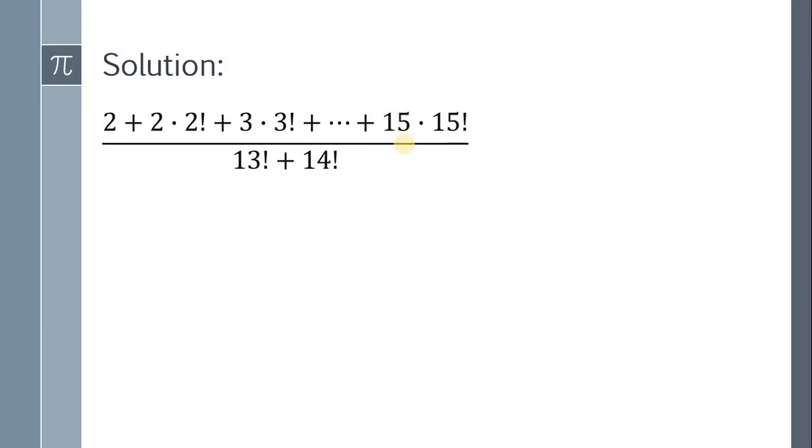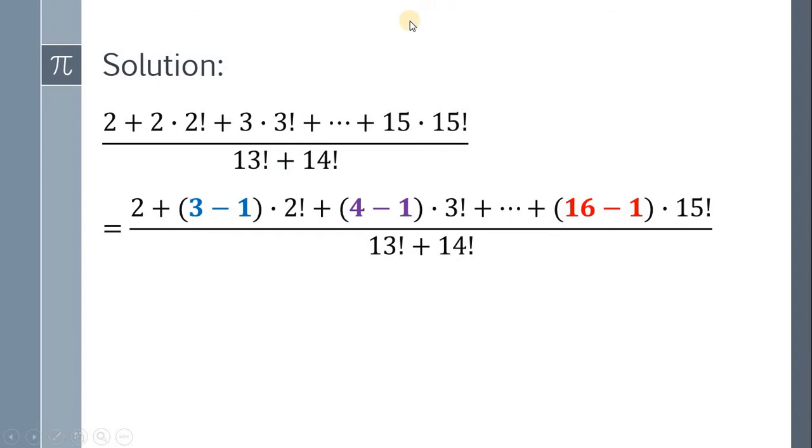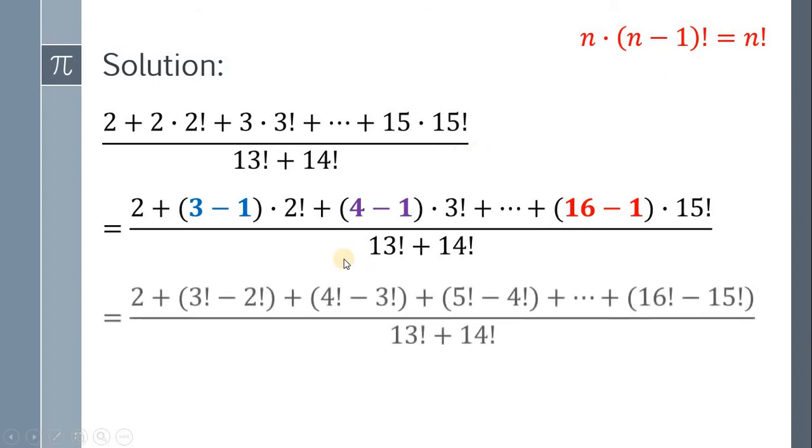First thing to do is to rewrite the numerator like this. So we have 2 times, this 2 becomes 3 minus 1, this 3 becomes 4 minus 1, and so on and so forth until this 15 becomes 16 minus 1. Next, recall that if we have n multiplied by n minus 1 factorial, it is equal to n factorial. Using this property, we can now rewrite our numerator like this.